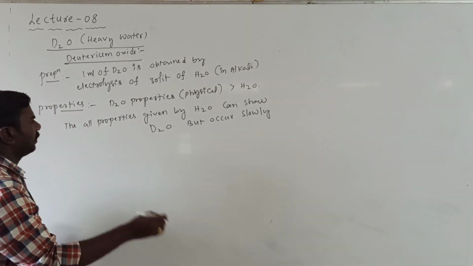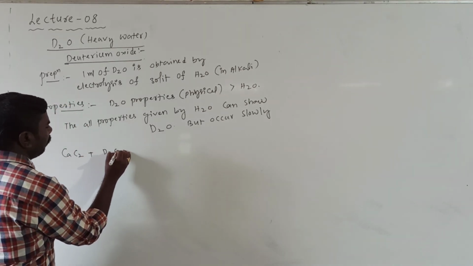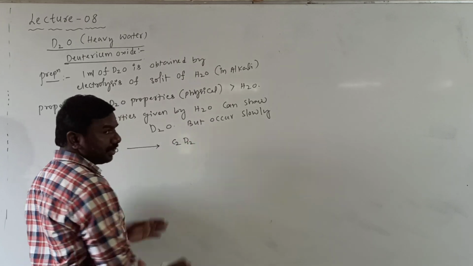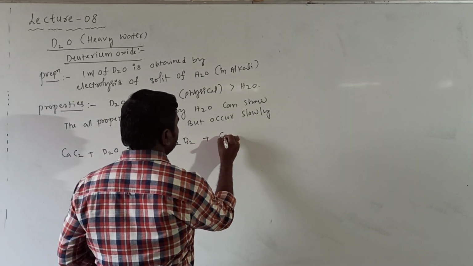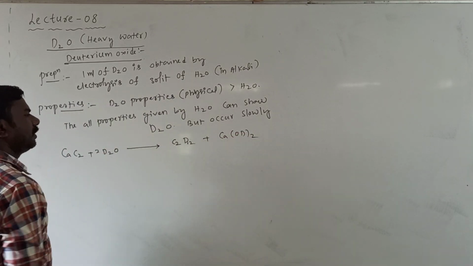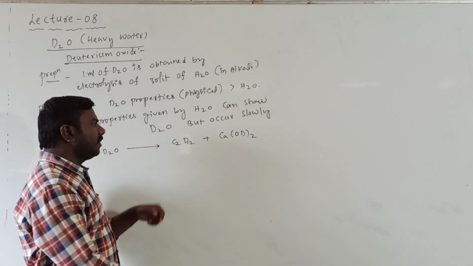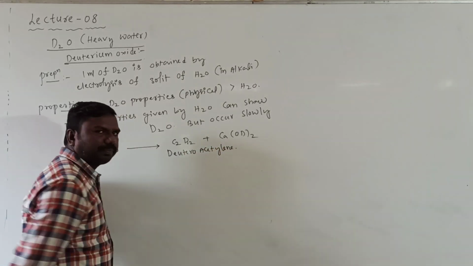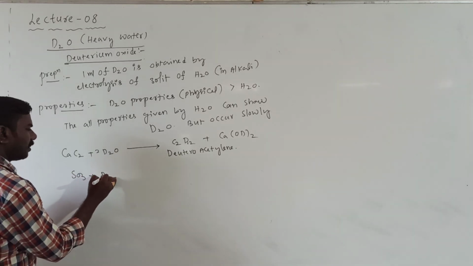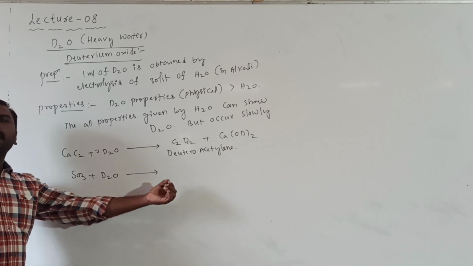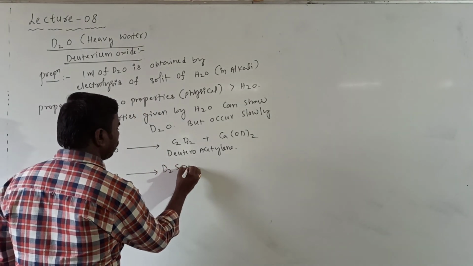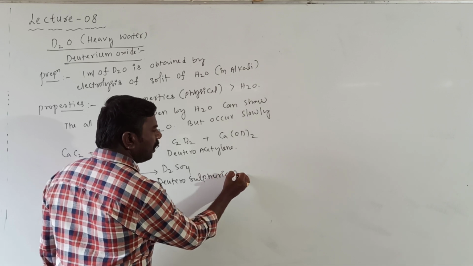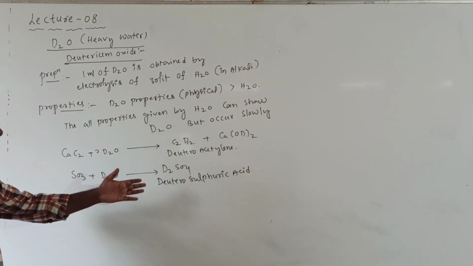Few reactions in this. Calcium carbide treated with D2O gives C2D2, actually C2H2 if you take water, then gives Ca(OD)2. C2H2 means acetylene. Deuterium is there, so it is called deuteroacetylene. So very important. Next, SO3 plus D2O. SO3 plus H2O is H2SO4, and here D2SO4, deuterosulfuric acid. If you take H2SO4, it is sulfuric acid.